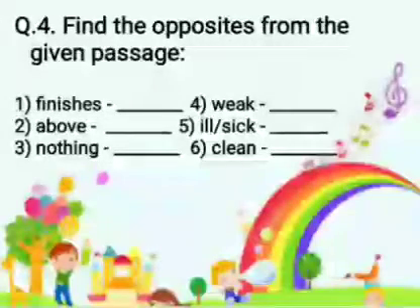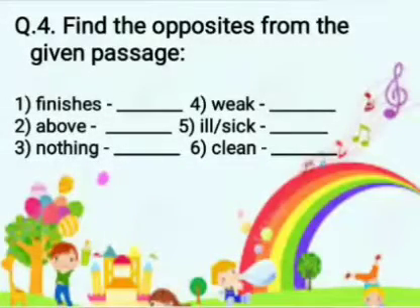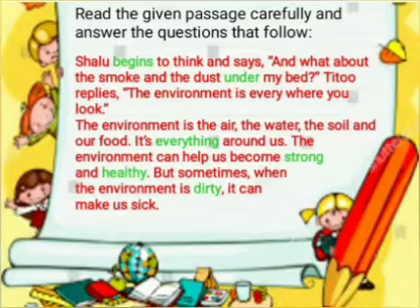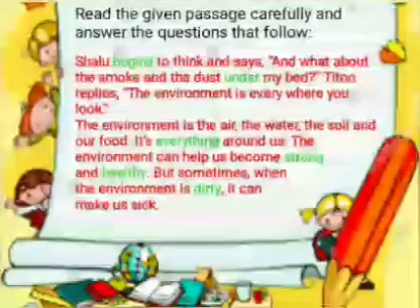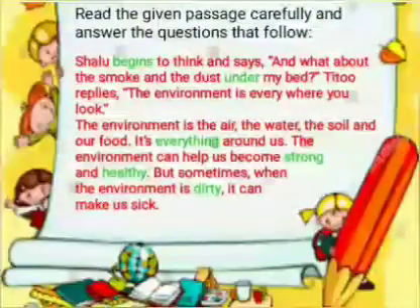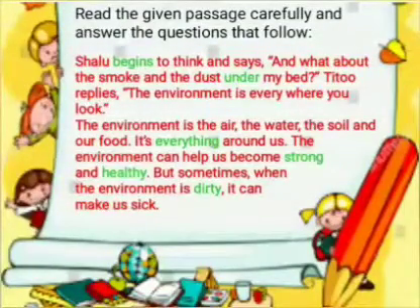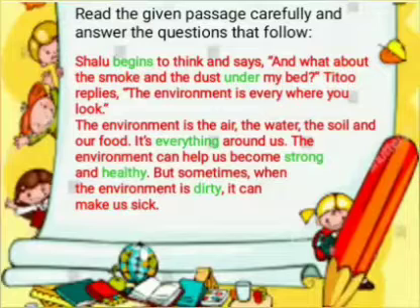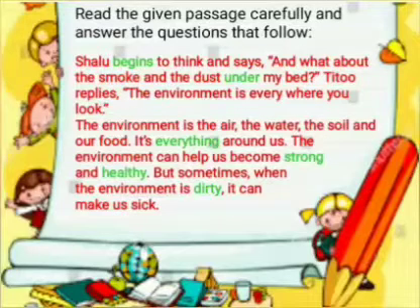Weak means a person is very fragile, very delicate. So the opposite of it can be strong, healthy, anything like that. But we have to find it in the passage. So let's read the further lines. The environment can help us become strong and healthy. See, children, both the words strong and healthy are given. Weak means kamzor, very delicate, and strong means very brave, very bold.